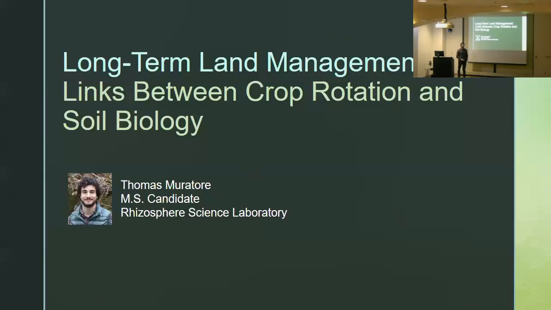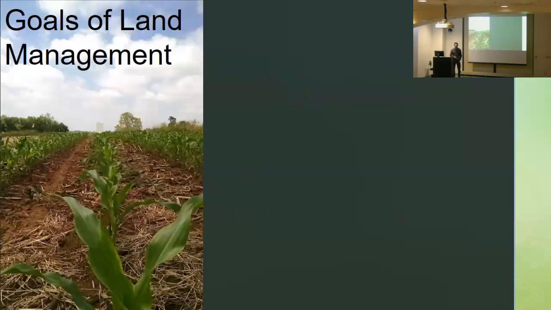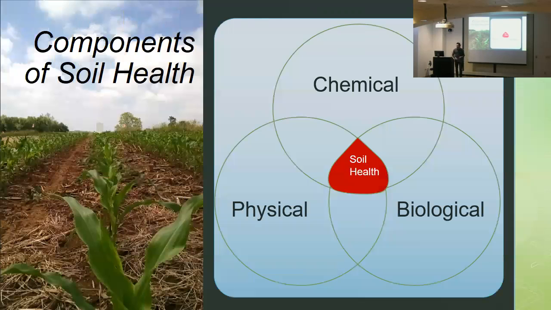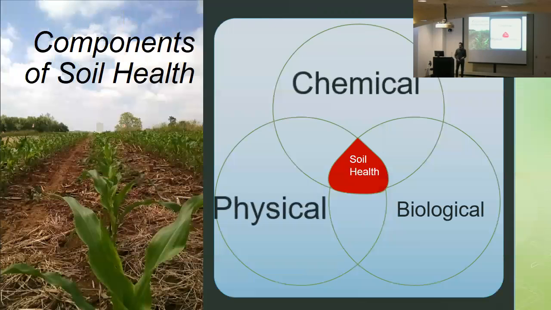Hi, today I'll be talking about some of the results from my master's thesis research titled Long-Term Land Management: Links Between Crop Rotation and Soil Biology. The goals of land management are to enhance and maintain the components of soil health in agriculture, ultimately for crop productivity. The components of soil health are the chemical, physical, and biological. In the past, there has been large emphasis placed on the chemical and physical components of soil, while the biological component has generally been overlooked until recently.